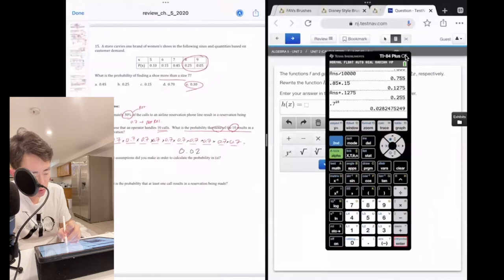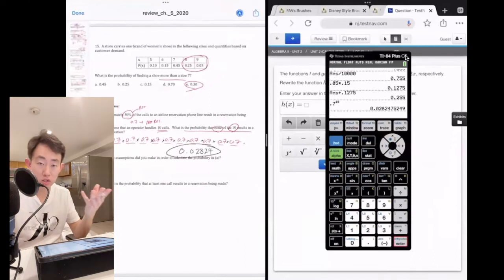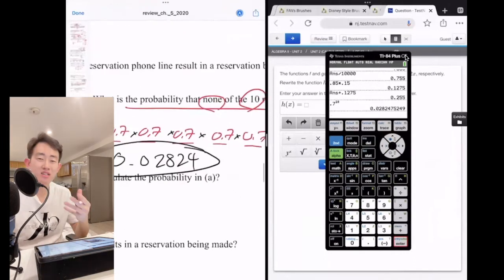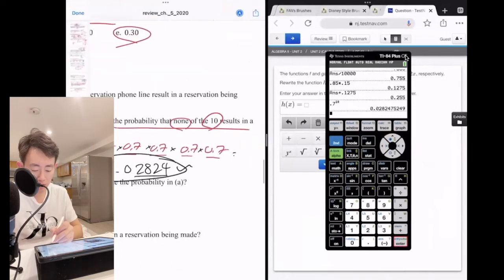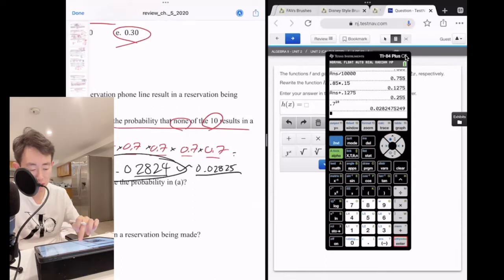The answer is 0.02824, or you can write it as 0.02825. If you're wondering about the decimal points, my recommendation is always to write down about 4 significant digits, those of you in physics. Excluding the 0, count how many numbers you actually see. 4 significant digits should be good. So 0.02825 is also another acceptable answer for this.